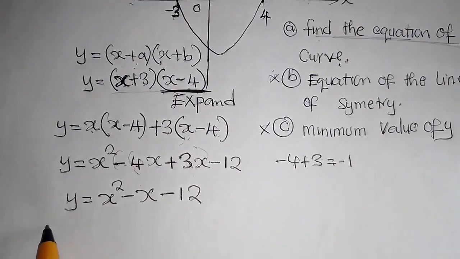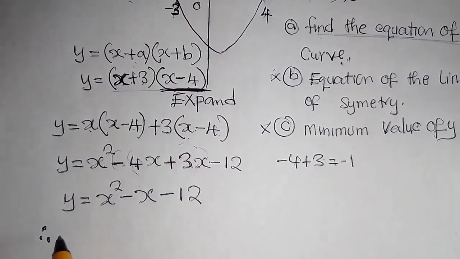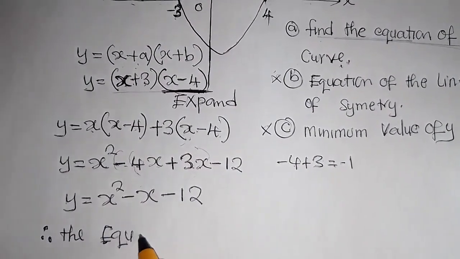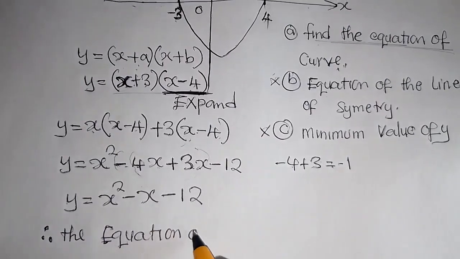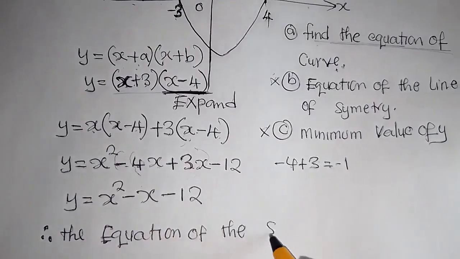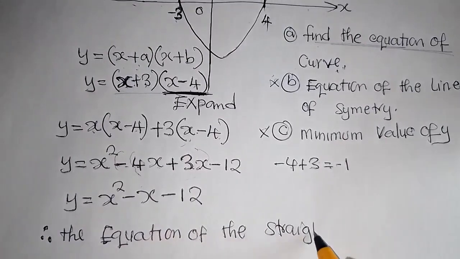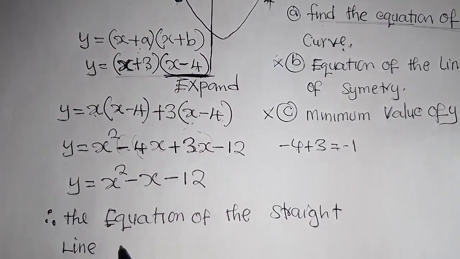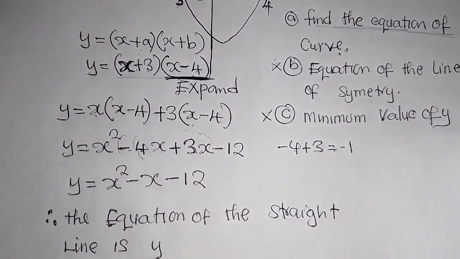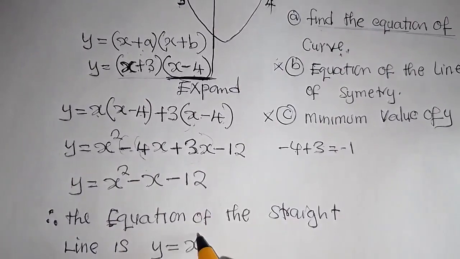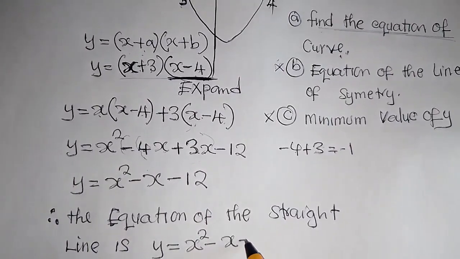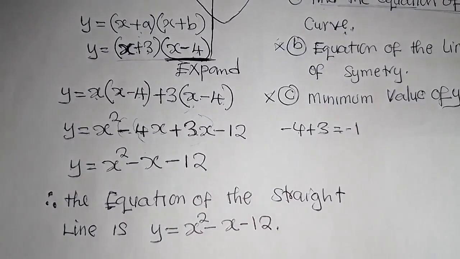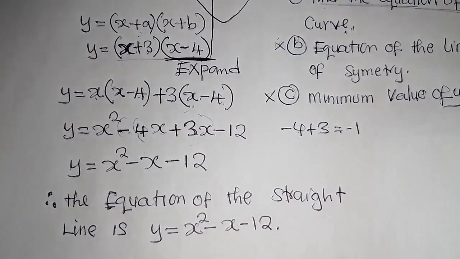So I just conclude. So numbering, very important. Therefore, the equation of the straight line is y is equal to x squared minus x minus 12. This is what you need to do. Have you seen this one? This is the equation that you need to follow.